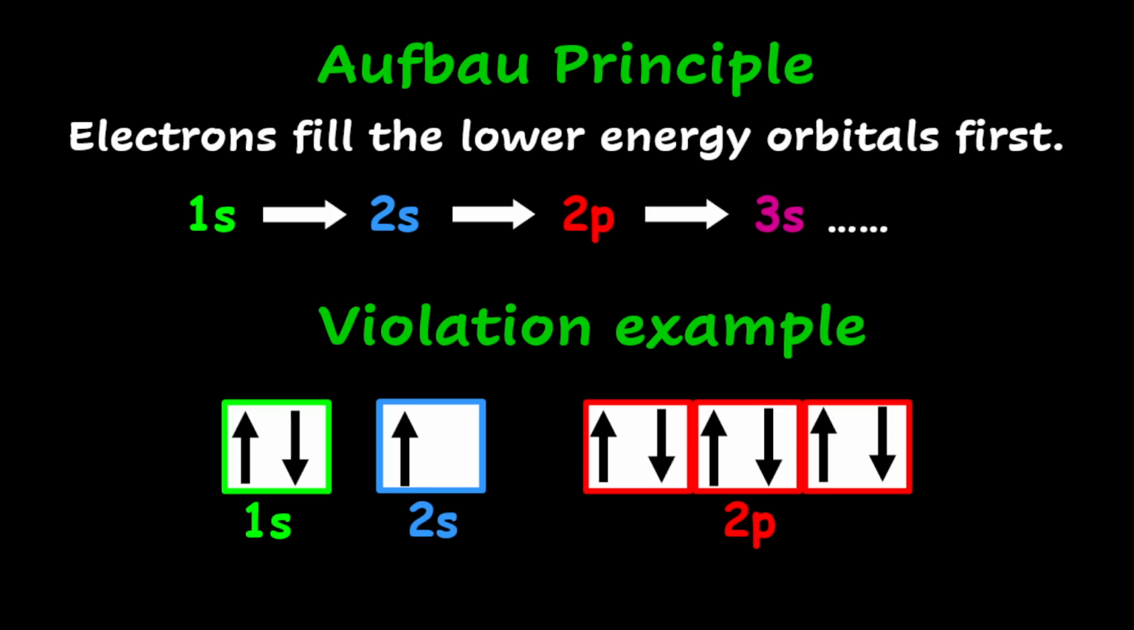Now looking at the electron configuration or the order of filling of electrons, what you notice is that the 2s is not filled. However, electrons are on the 2p. Therefore, this violates the Aufbau principle because the 2s should be filled before the 2p.